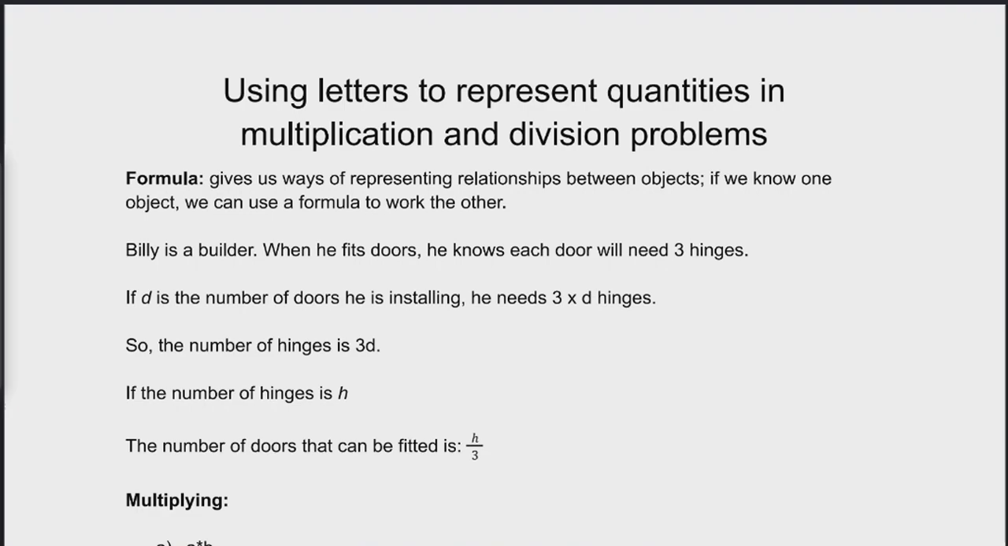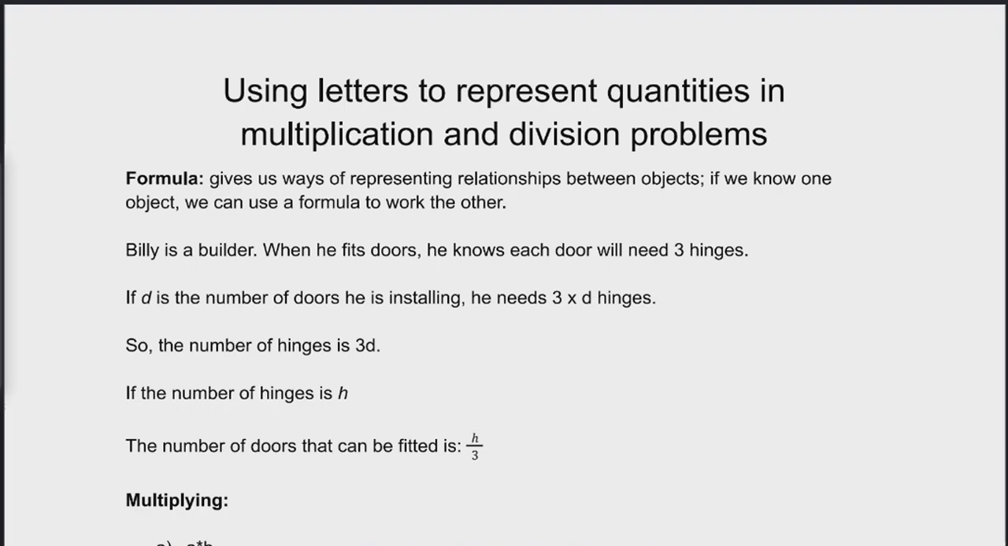So first of all, let's just think about the definition of a formula, because that's what we're using here. A formula basically gives us ways of representing relationships between two or more objects. And so if we know one object, we can use a formula to work out the other one.